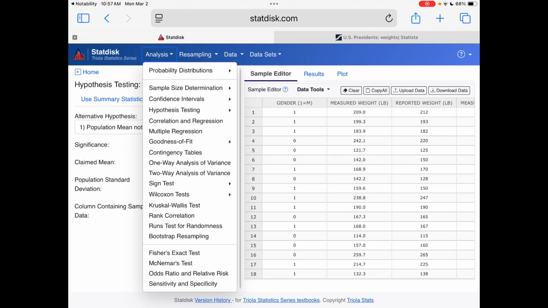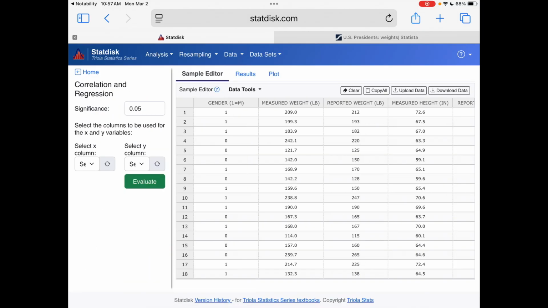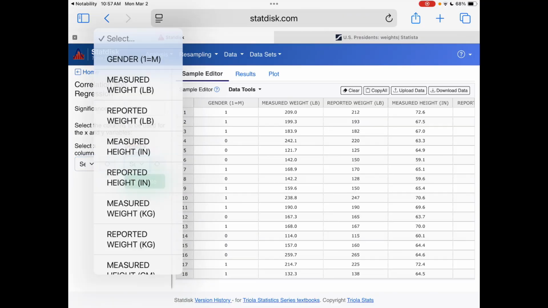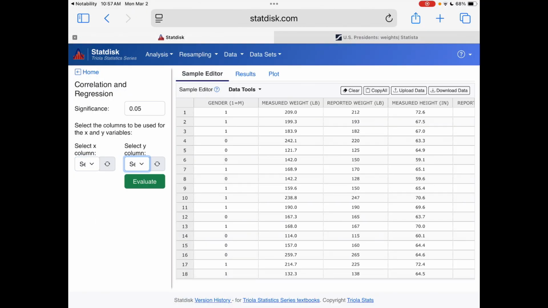The other part that we have is from chapter 10, which is correlation and regression. So from analysis, if you hit correlation and regression, you'll notice that on here you can adjust your significance. There is a value here to select your X value that we have, and then also your Y value, and it does state what each one is for your project. And then you would go ahead and select evaluate.